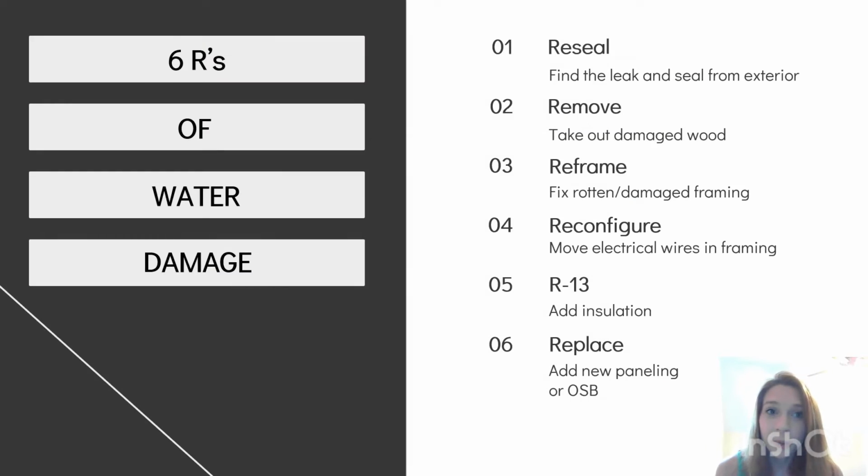Now, I've tried to simplify this in the best way possible, so I broke water damage repairs down into 6 categories. These principles will be used for all types of repairs, and they're really the core of all water damage repair. I'll go into each one in more detail, but the 6 R's of water damage include resealing your camper, removing the damaged wood, reframing, reconfiguring your electrical, R13, which is a type of insulation, and then replace, which is adding new paneling or OSB.